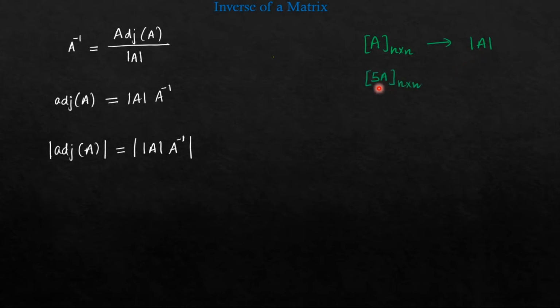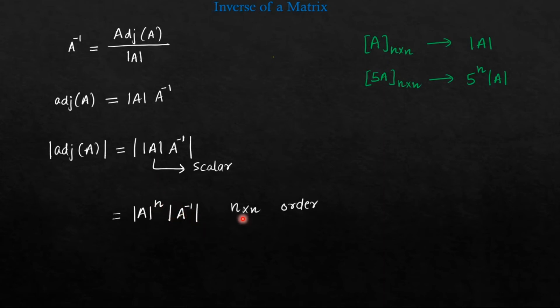Now if I ask you what is the determinant of 5A. Here 5 is a scalar, or you can say constant. So determinant of 5A is equal to 5 raised to the power n times mod A, where n is the order. In the same way, here mod A is also a scalar, or you can say constant, because determinant is a number. It can be 5, 6, 10, okay? So using this property, I can write determinant of adjoint A as mod A raised to the power n, because mod A is constant, into mod A inverse.